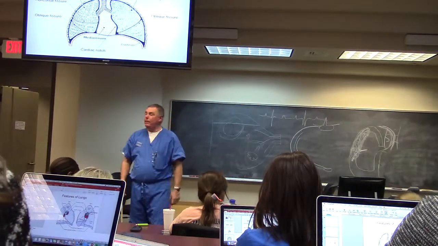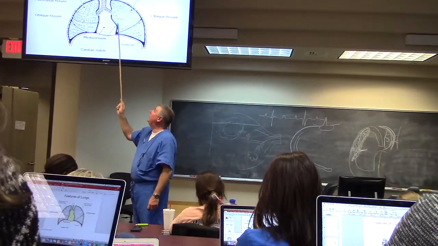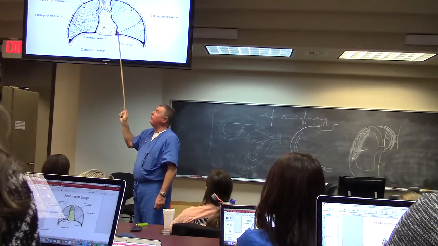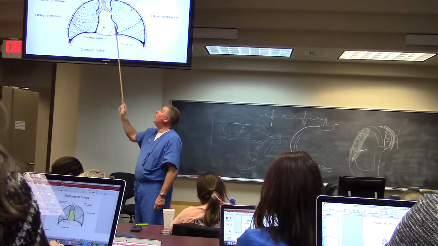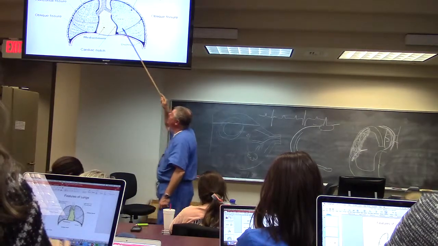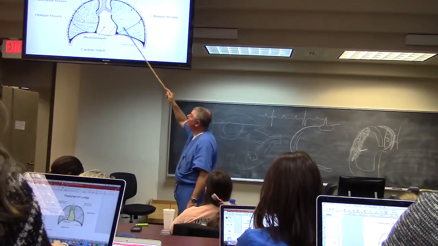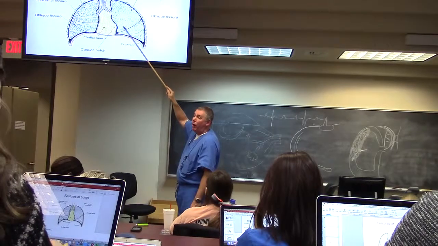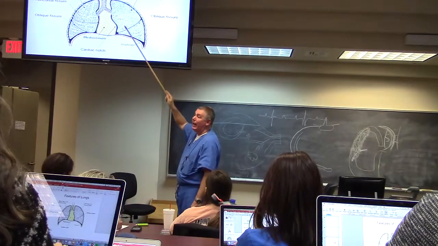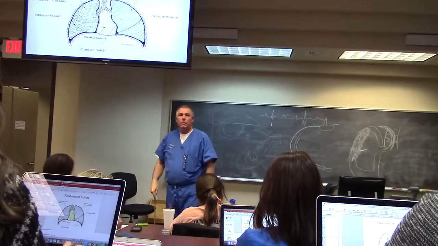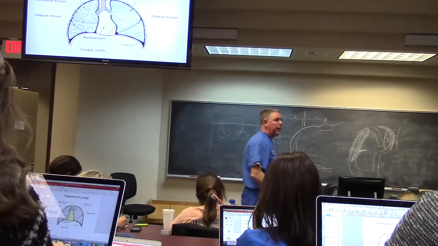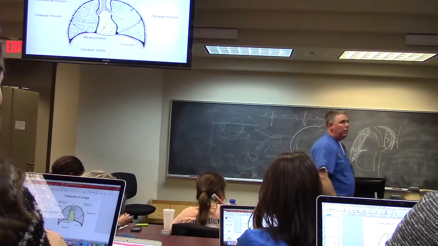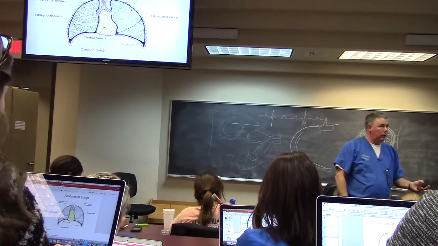On the left lung, you have a space here, or a notch, where the heart sits. That's called a cardiac notch. And because you have that notch, it produces this tongue-like protrusion here of the left upper lobe. It's called the lingula. So you need to appreciate the similarities and differences between the two lungs.